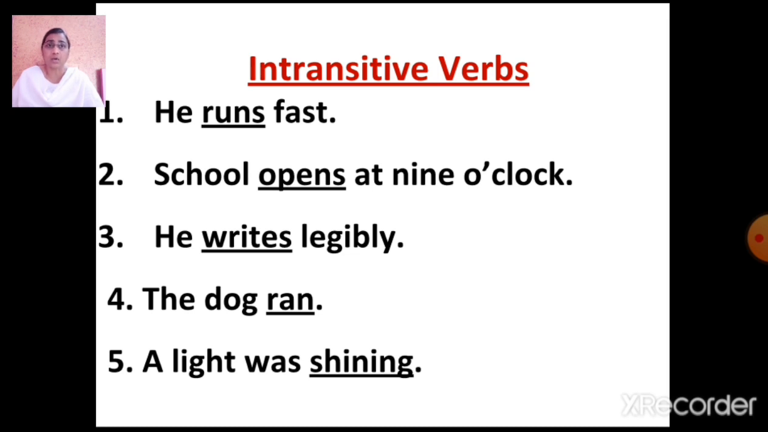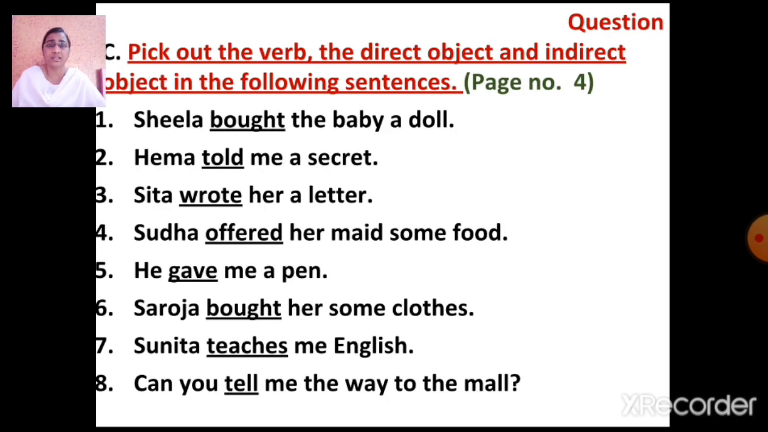Alright, students. Now, let us move towards the next activity. That is, pick out the verb, the direct object and indirect object in the following sentences. Now, this exercise is in page number 4. Now, here the sentences are given. You need to find out the verb, the direct object and the indirect object, and you need to write in the given table in your workbook.